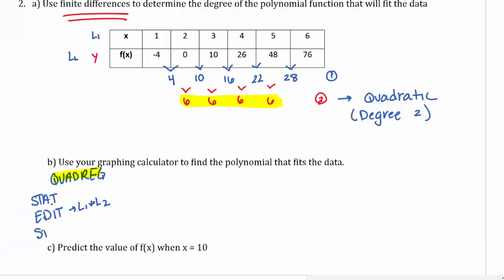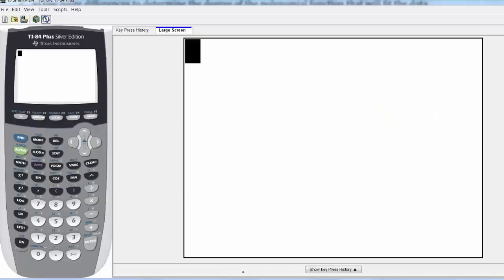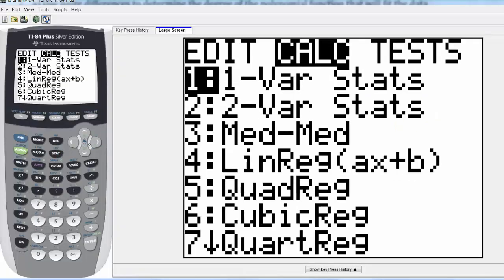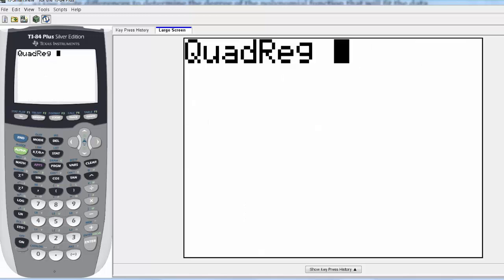And that would be Stat, Calc, and then you're going to choose quadratic regression. So you go to Stat, over to Calc to the right, and quadratic regression is number 5. You might use linear, cubic, or quartic at any point during this lesson, but since we're at that second level, we're using quadratic regression. So number 5.